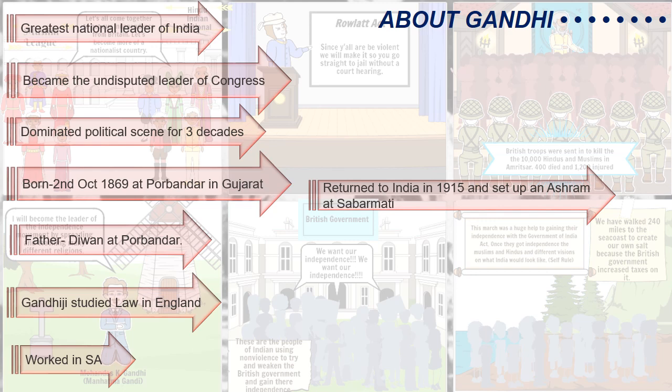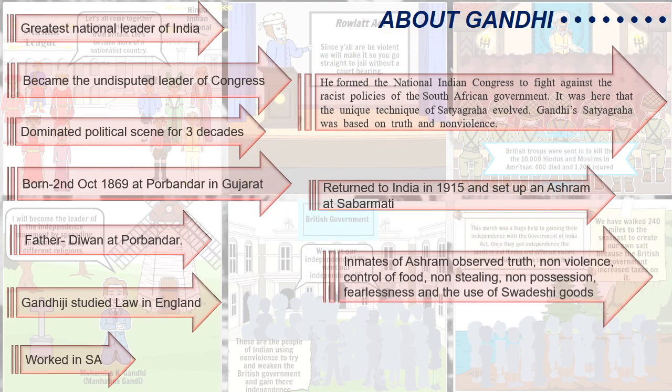He witnessed racial discrimination in South Africa and soon became the leader of a struggle against racist authorities in the country. He formed the Natal Indian Congress to fight against the racist policies of the South African government. It was here that the unique technique of satyagraha evolved. Gandhiji's satyagraha was based on truth and non-violence.